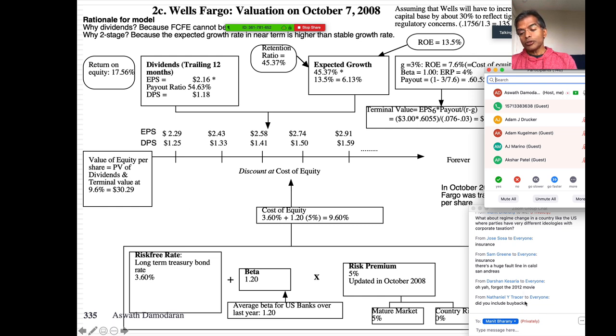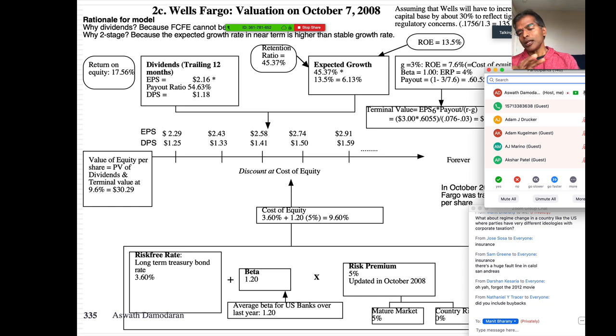Now, Nathaniel asked, do you include buybacks? There is a version of this model with banks where you can use buybacks. So basically, instead of just using dividends, you can use dividends plus buybacks. Just be careful because buybacks tend to be lumpy. You know what I mean by that? Banks don't buy back a smoothed out amount every year.